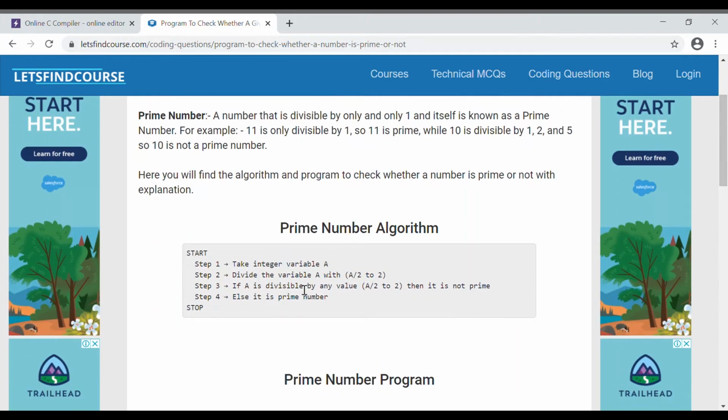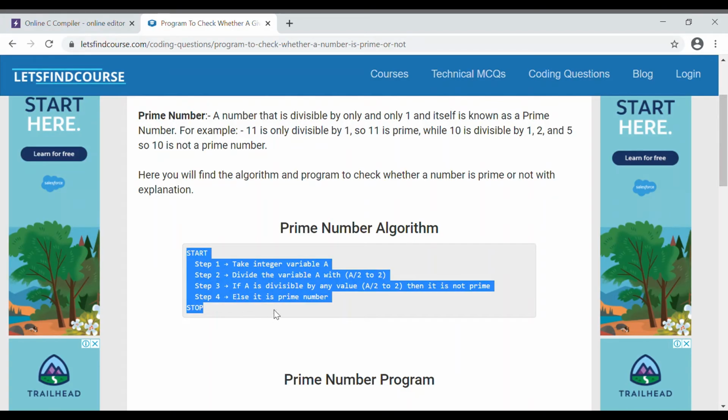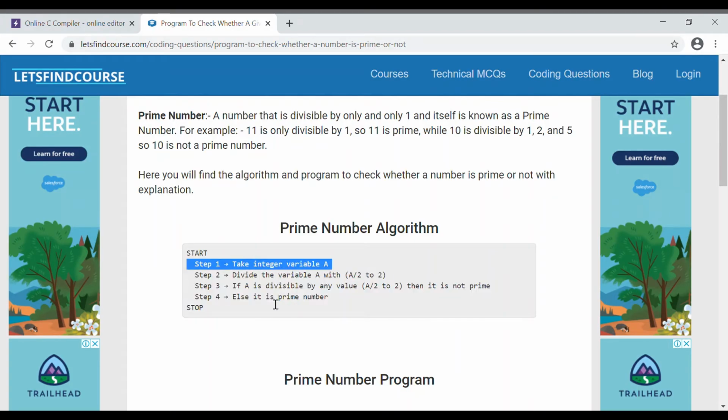So let's take its algorithm. Here some integer will be provided in the input. Now what we will do is check the number's divisibility from 2 to the number divided by 2. Suppose we have 11. 11 divided by 2, what will you get? 5.5, right? So we will round it off to the higher number, that is 6. So we will check the divisibility of 11 from 2 to 6.